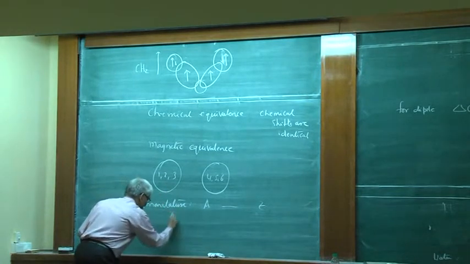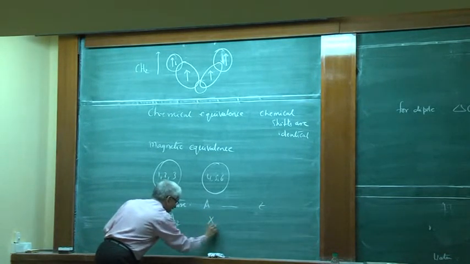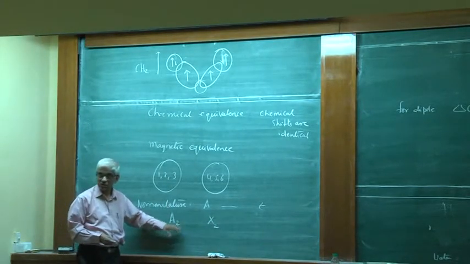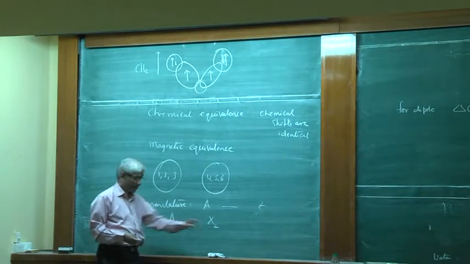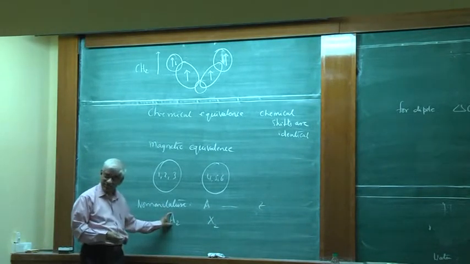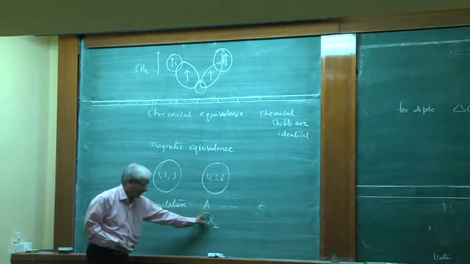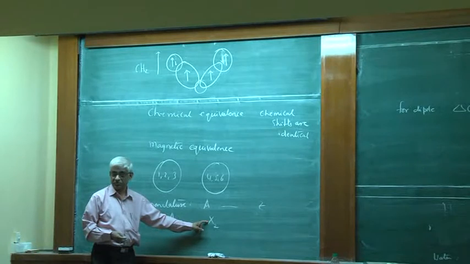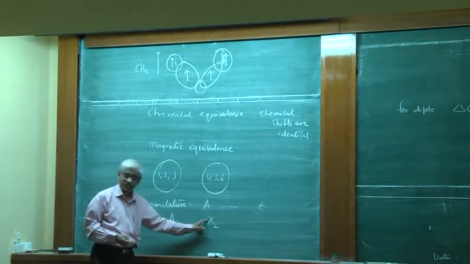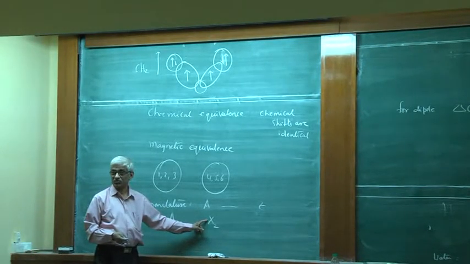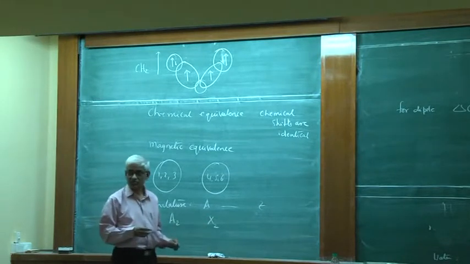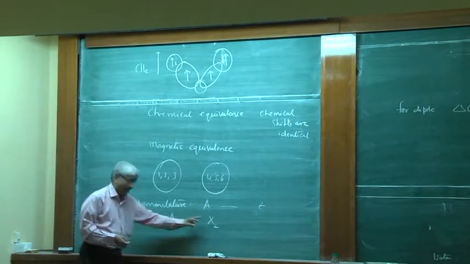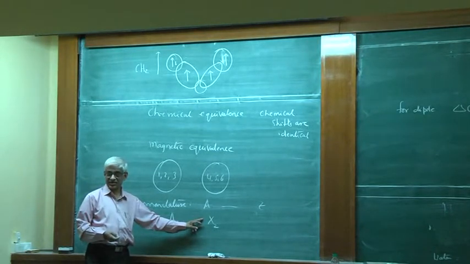If I have a system called A2 and X2, that means I have two protons of A type and two protons of X type. These are magnetically equivalent. These are also magnetically equivalent because the coupling between these two is the same. Each one of these is the same with each one of these here. Then they are magnetically equivalent. The magnetic coupling between A and X is the same.